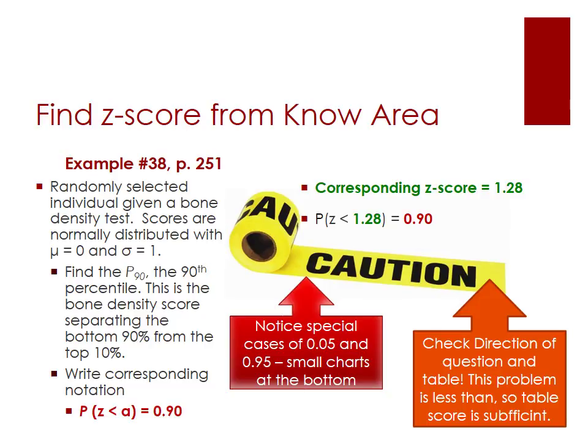Now, a couple of cautions when you're looking here. First of all, notice special cases of 0.05 and 0.95. You have small charts for these at the bottom of your table. They're very specific amounts, so you want to be sure you use those. And also, you need to check the direction of the question and the table. This problem is a less than, so the table score is sufficient. Keep in mind, of course, if you were looking at a greater than, once again, you would have to apply the algebra of 1 minus, okay? So you'd be subtracting it from 1.